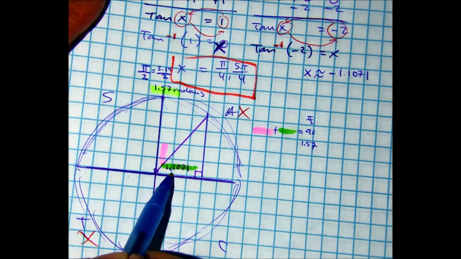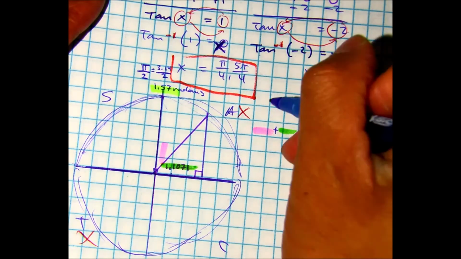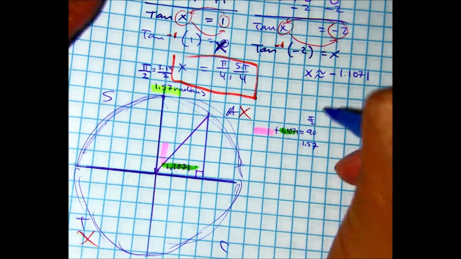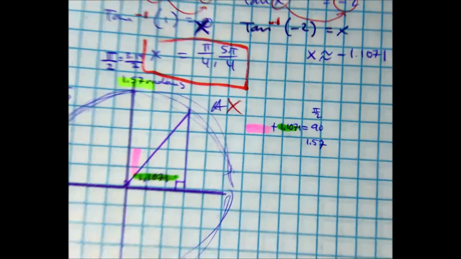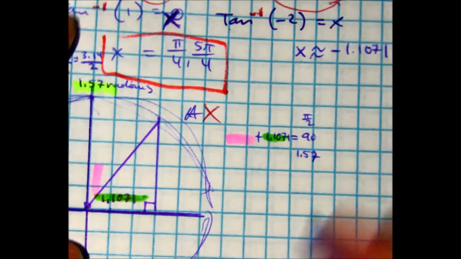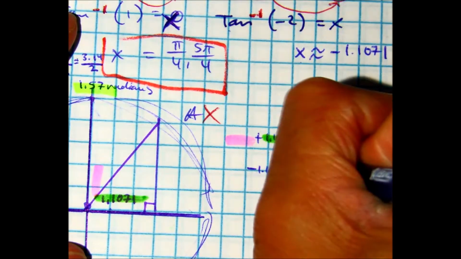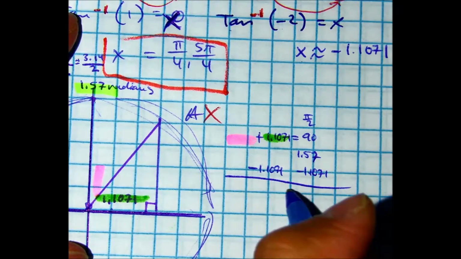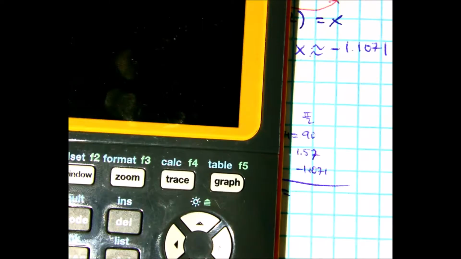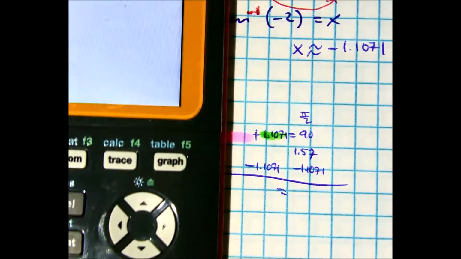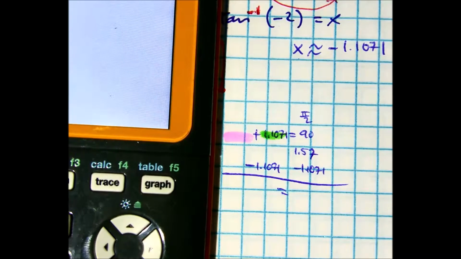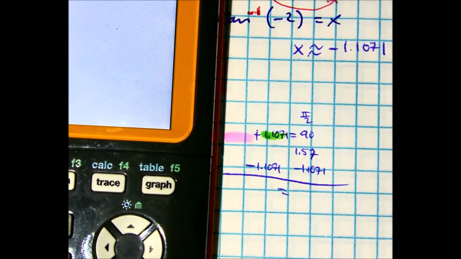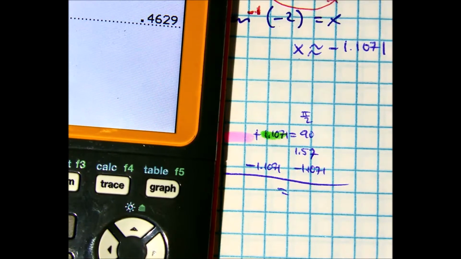So I already have 1.1071. And if I subtract that, I get the pink. So let's do that. And my pink is equal to 0.4629.